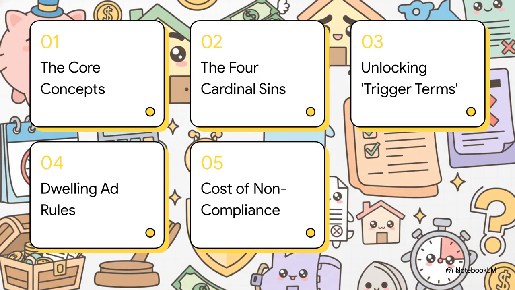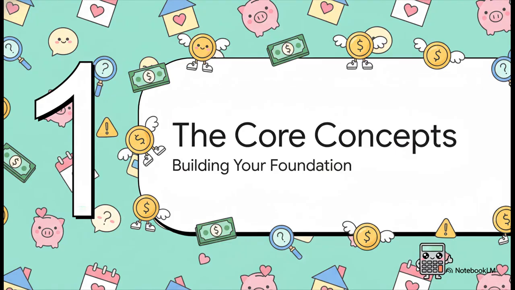All right, here's our game plan for today. We're going to start with the core concepts, the real basics. Then we'll cover the 4 absolute don'ts of advertising. After that, we'll get into the super important trigger terms, touch on some special rules for dwelling ads, and wrap up with a look at what happens when you don't comply. It's not pretty.